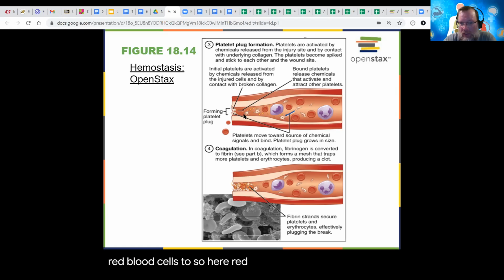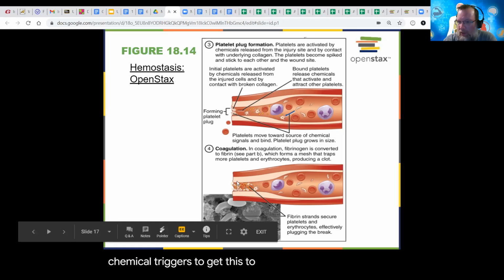So here, red blood cells are kind of seeping out. Over here, we've now got more of a net, more of a fibrous thing going on. At this point, we have what's called a blood clot. And this science word is called a thrombus. So this is a thrombus. There are a couple other chemicals that we see called prothrombin leading to thrombin. So that's also going to be a couple of the chemical triggers to get this to happen.